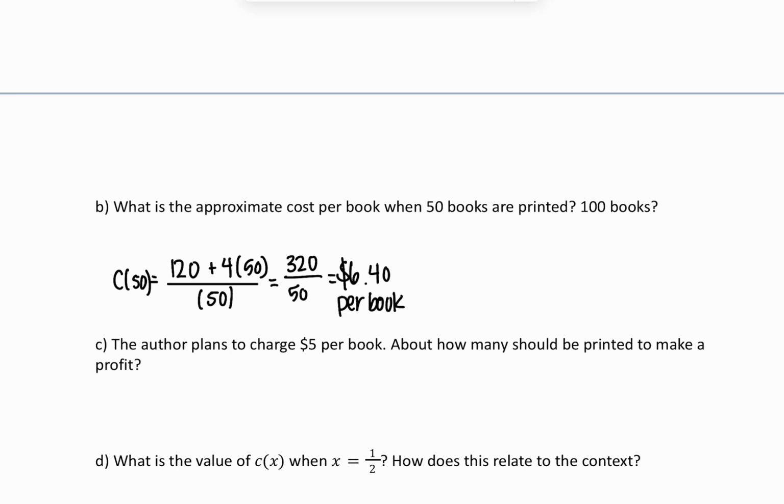When 50 are printed, do the same thing but for 100 books. Since we're getting more books, it should be less. And if you type that in, you'll get $5.20. I don't know if I said that earlier the right way. So it is less per book if you do more books.